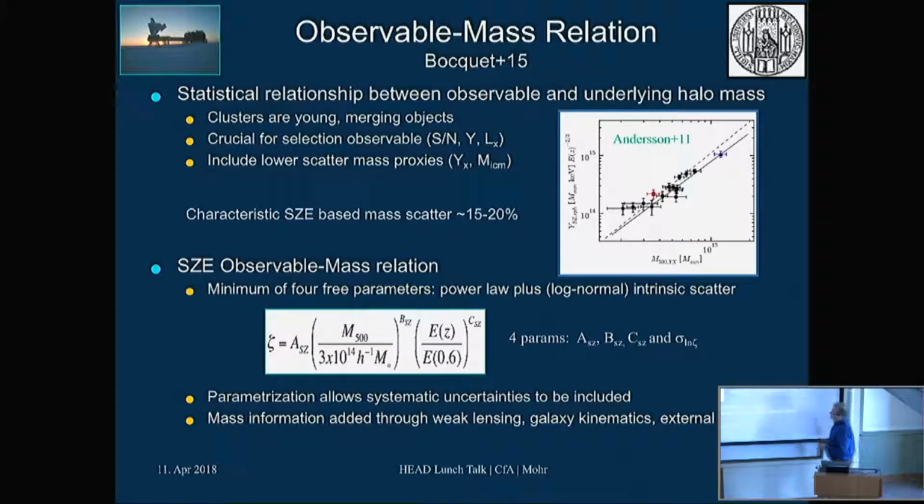So a few more words about the observable mass relation. I don't have much time to spend on this. But basically, we create some kind of power law relation for the signal to noise. You can see there's a mass trend. There's a redshift dependent trend. And in addition, there's some intrinsic scatter in the observable at fixed mass.